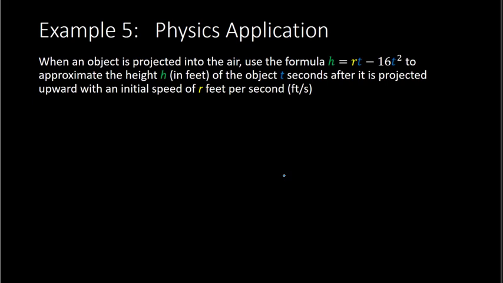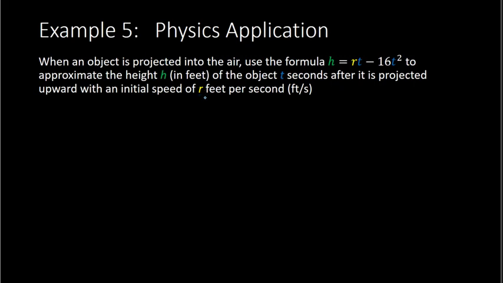One more example, and here we have a physics application. For this problem, it says when an object is projected into the air, use the formula h equals r times t minus 16t squared to approximate the height h in feet of the object t seconds after it is projected upward with an initial speed of r feet per second. So the h is the height of the object, t is the number of seconds after the object was thrown or projected, and then r is the initial speed that we threw or projected that item.